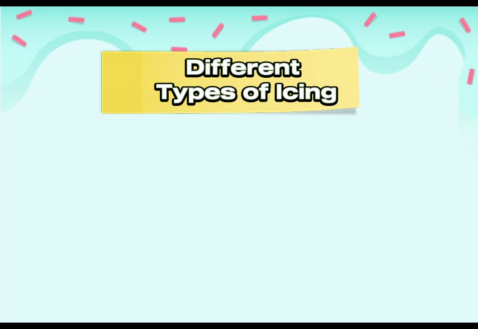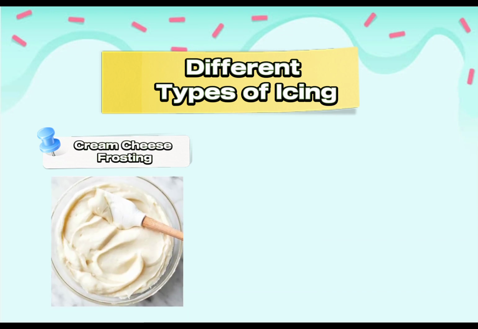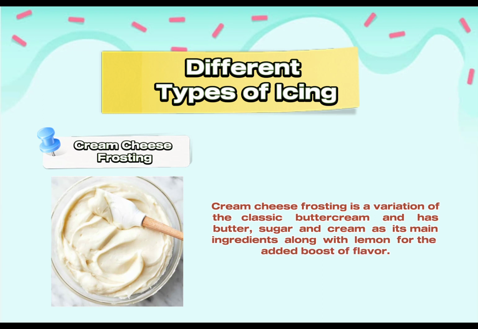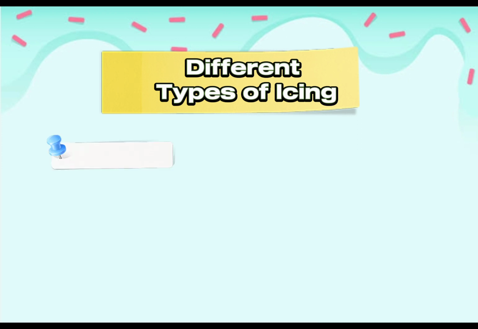So the next one is cream cheese frosting. Cream cheese frosting is a variation of classic buttercream and has butter, sugar, and cream cheese as its main ingredients, along with lemon for the added boost of flavor. This type of frosting is usually perfect for carrot cakes, red velvet, and as filling for donuts and cupcakes because of its consistency. The next one is meringue.